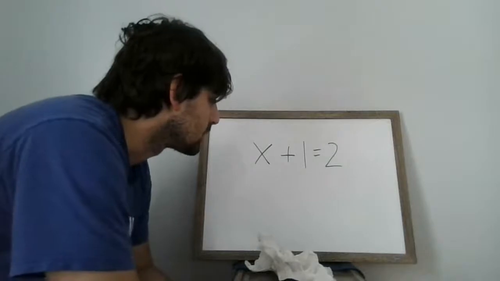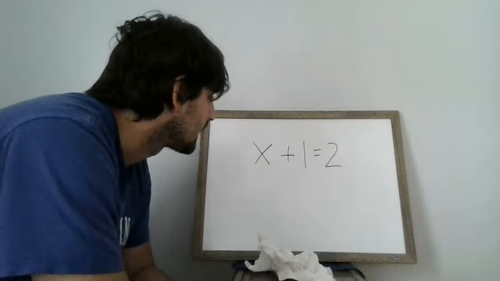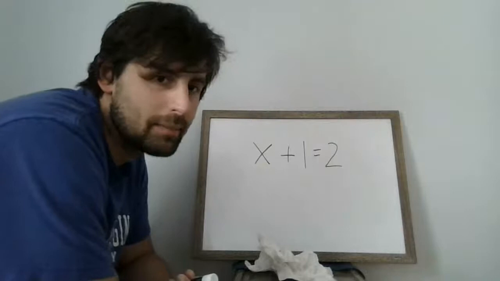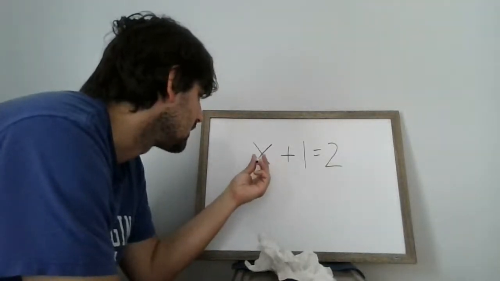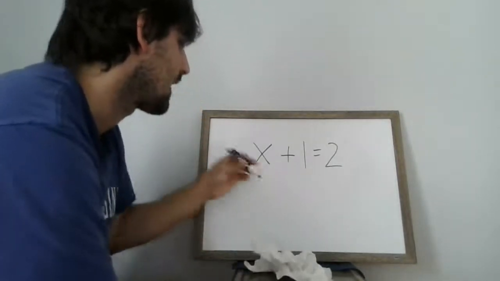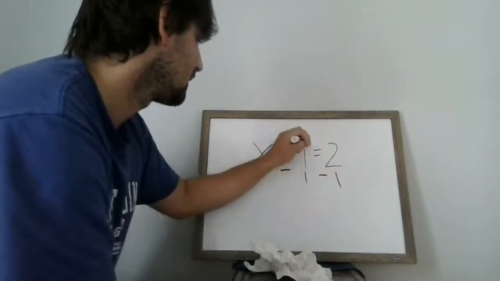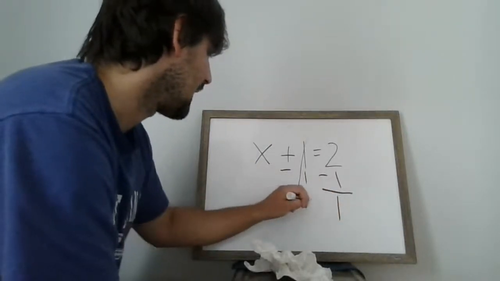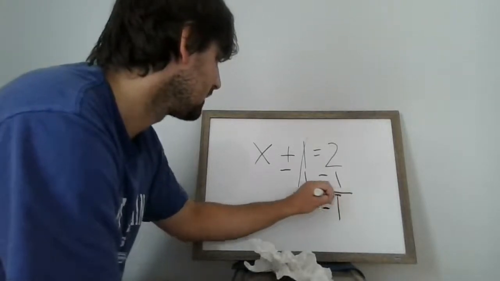So x plus 1 equals 2. To find x, you got to get the plus 1 on the other side of the equal sign. And you do that by doing the opposite of whatever the operation is. So in this number sentence, the operation is addition. x plus 1 equals 2. So to get this 1 to the other side of the equal sign, I have to subtract it. So minus 1, minus 1. These two numbers cancel out. 2 minus 1 equals 1. And x equals 1.